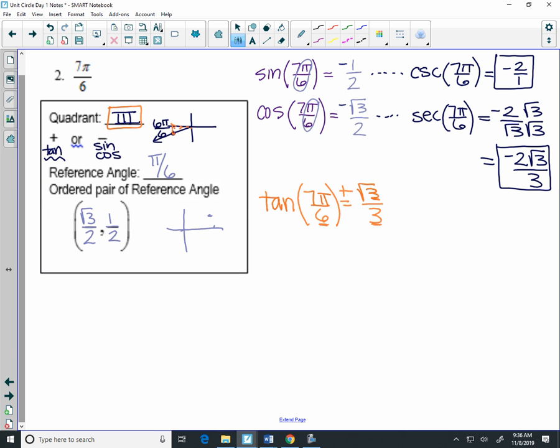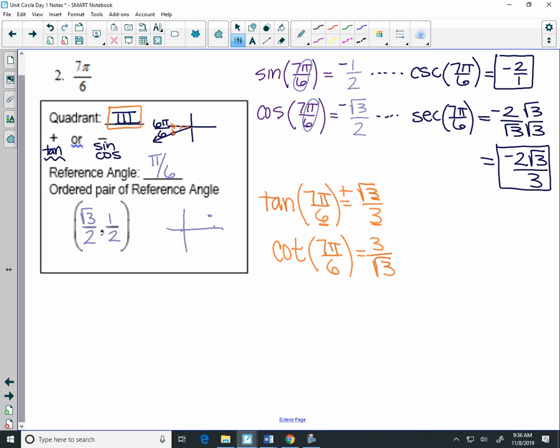I'm going to write it below because we're going to have some rationalizing to do. So I'm going to flip that bad boy. So it was radical 3 over 3. Now it's going to be 3 over radical 3. And this problem is going to have 100 3's in it. We have to rationalize again.